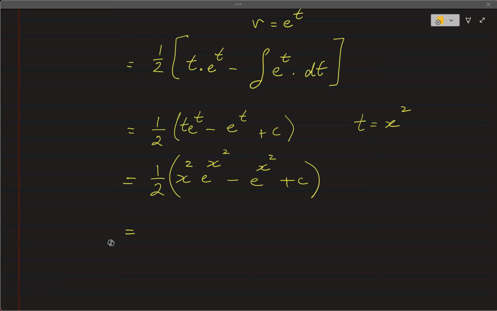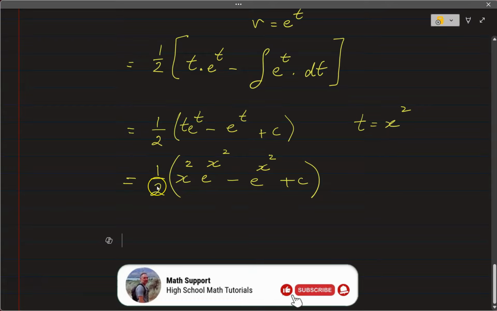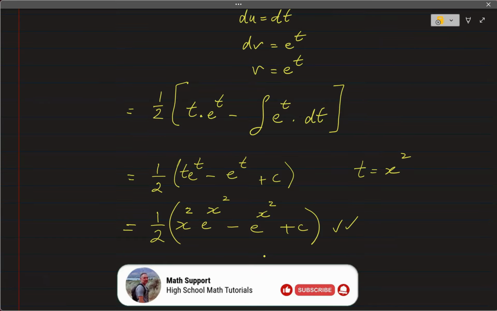We can technically go ahead and simplify this more. You can actually factor out e to the x squared. But this is the final answer to it. And notice what has happened.